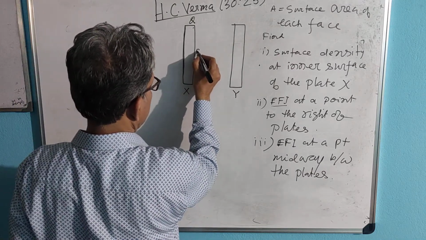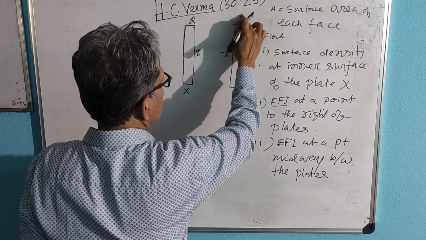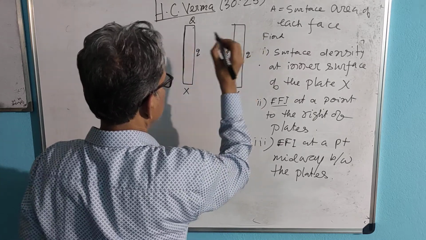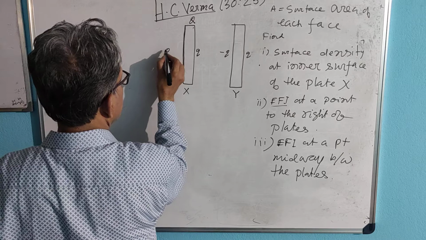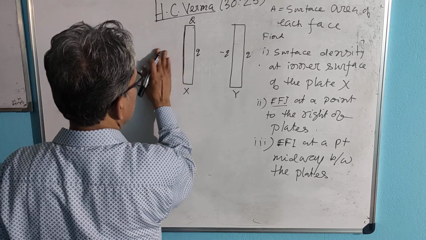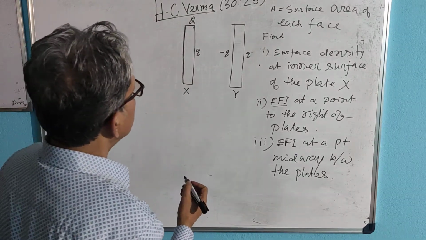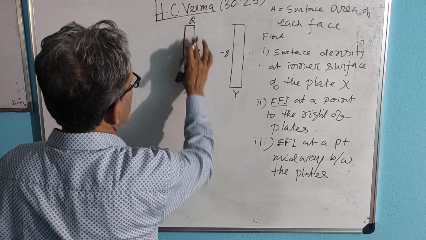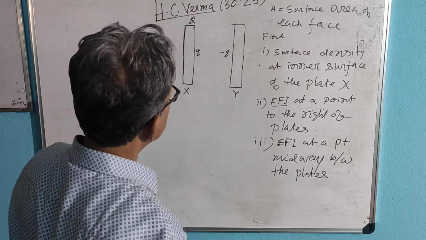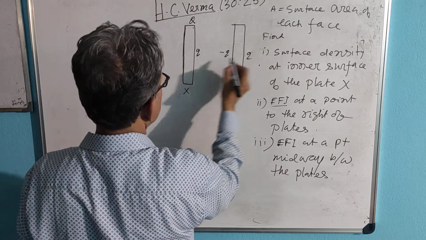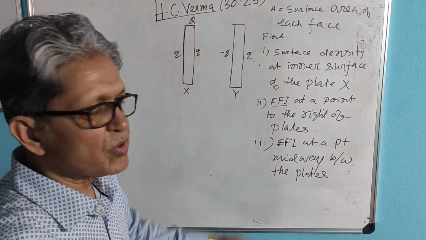Suppose this surface has Q charge. Then this will have minus Q charge. Total charge is 0, then this will also have Q charge. If this is Q, this will also be Q. In this way you can proceed.